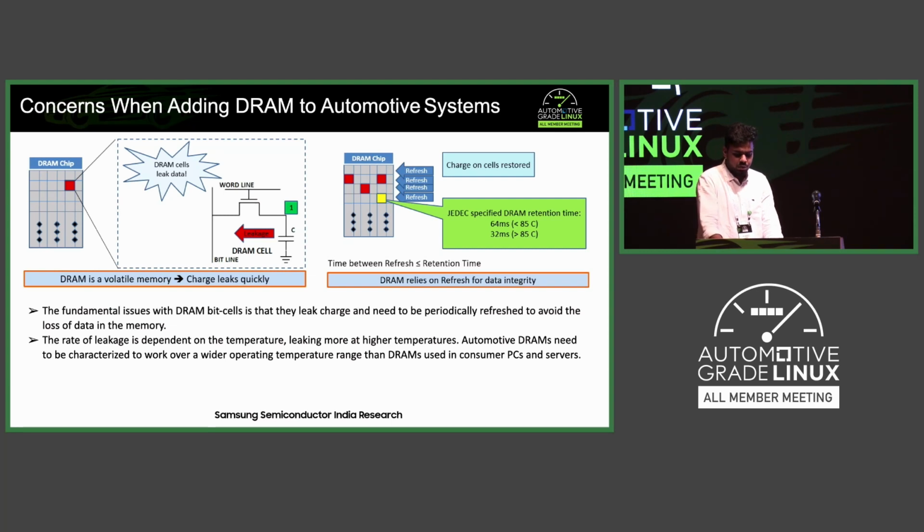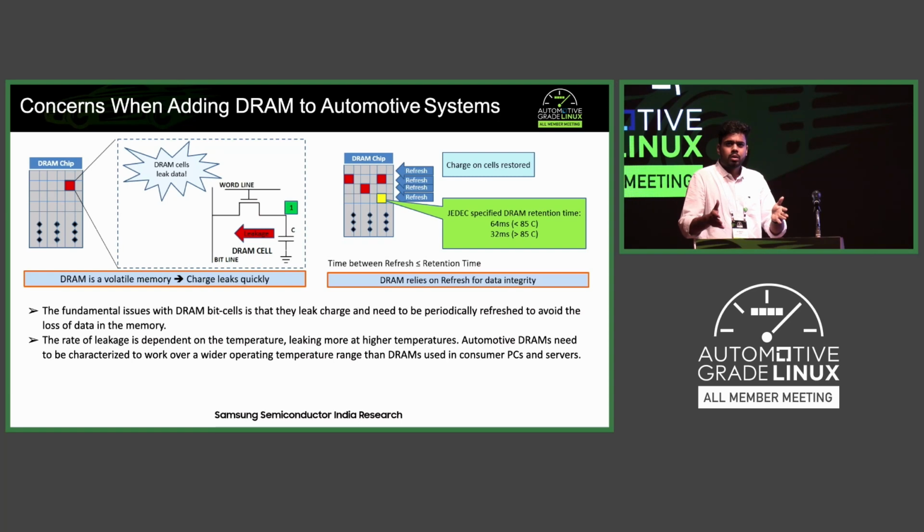But using DRAM is not straightforward. There are some risks involved, and there can be some issues. The basic issue with DRAM is that it is a volatile memory, so it can leak charge very quickly. Based on DRAM functioning, we need to periodically refresh the bit cells of the DRAM to retain the data. And this charge leakage is directly proportional to the increase in temperature.